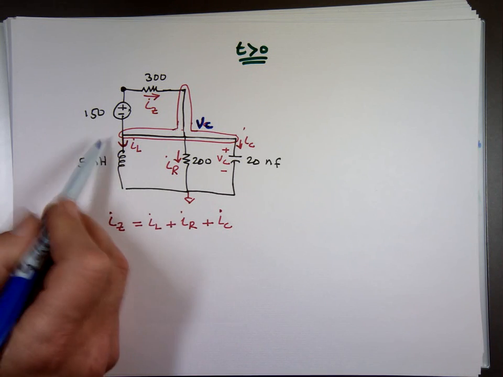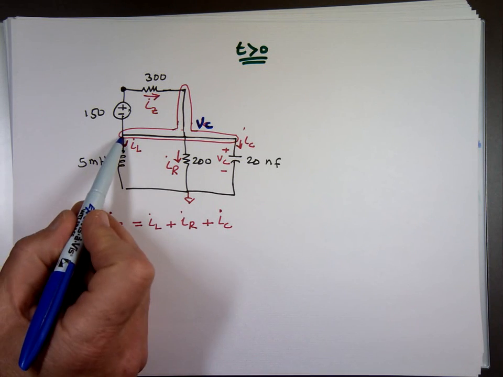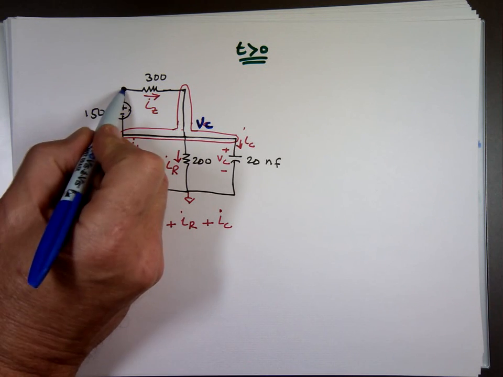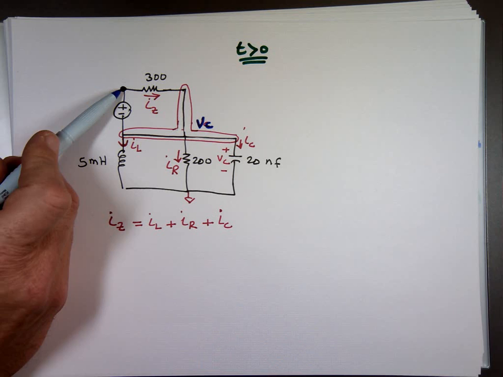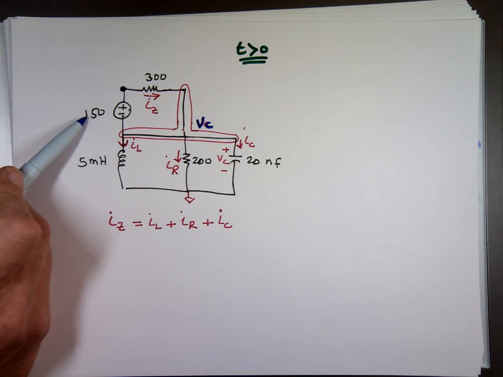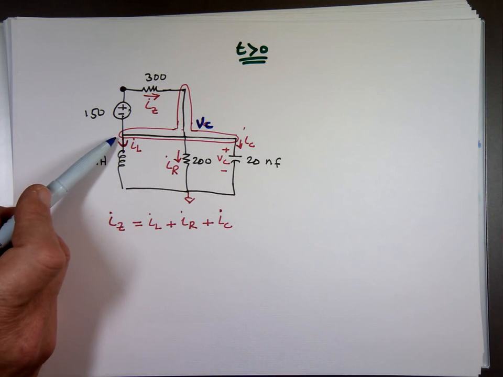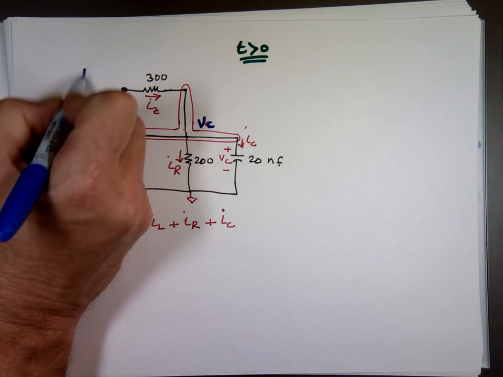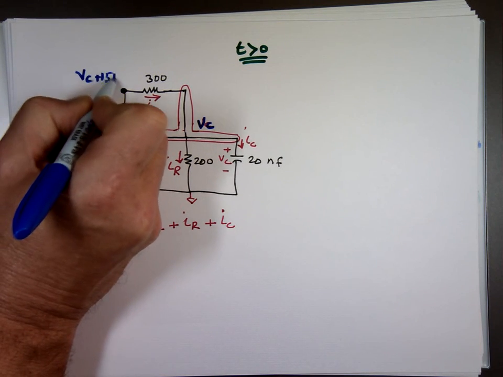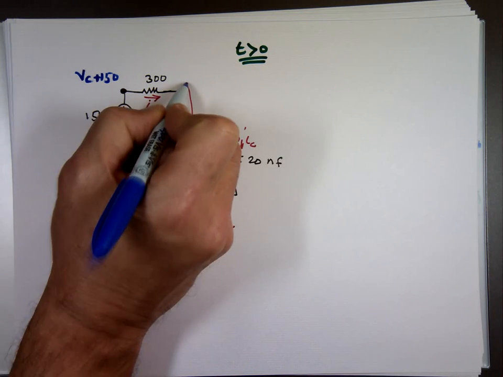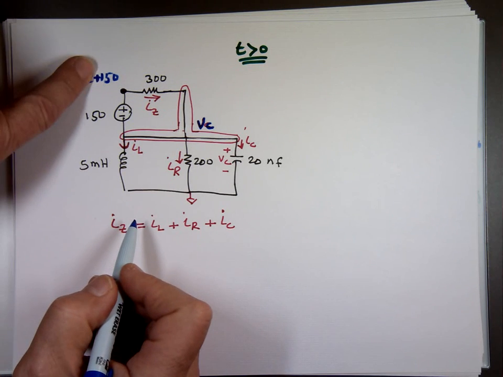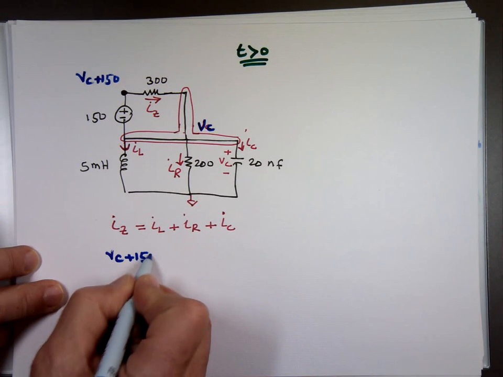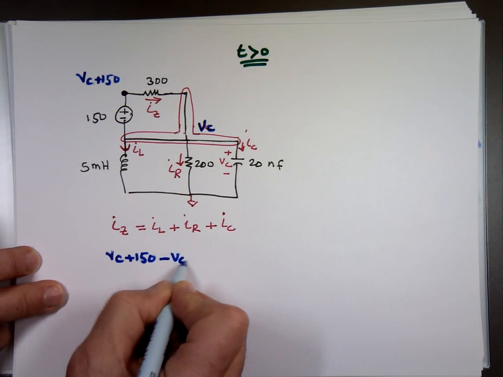So if this is ground, what's this voltage here? VC, right? So what's this voltage here then? This end is what? 150 volts higher than that end. So this voltage is VC plus 150. This is VC here. So what is I sub Z? It's this voltage minus that voltage: VC plus 150 minus VC divided by 300.